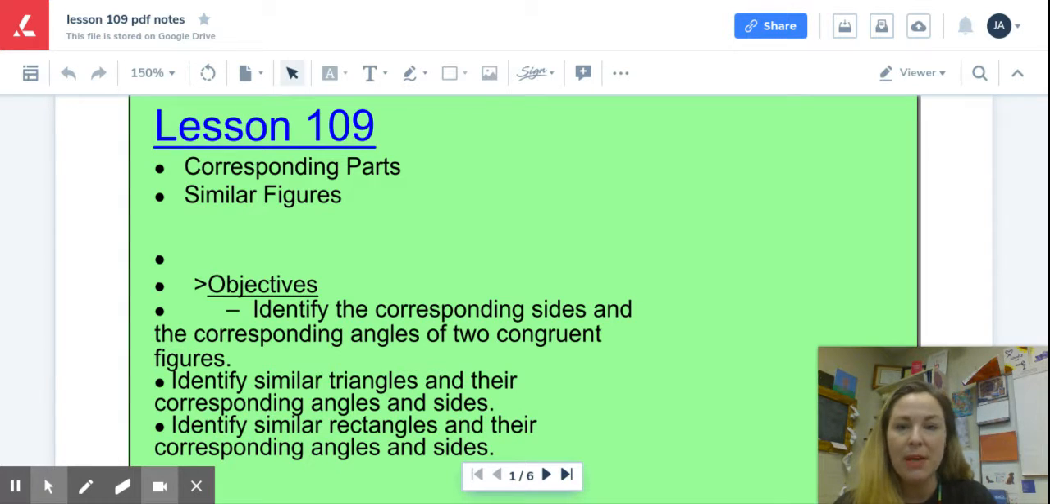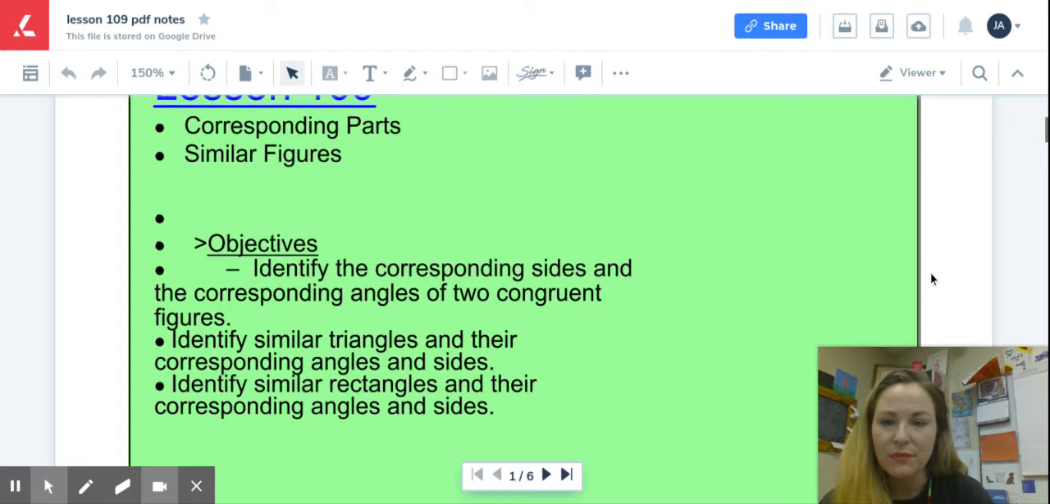And then also, what does it mean when they're similar? So they're both related math terms, but they mean something different. So we'll talk a little bit more about what those mean exactly. Let's go ahead and look at our learning targets for today.